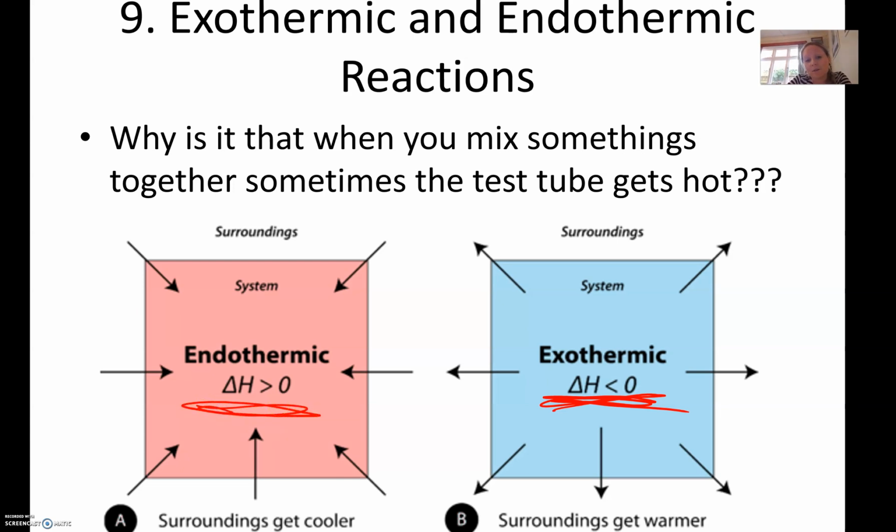We talk about it as being the system and the surroundings. The reaction itself is classed as the system, and the surroundings is everything else. Because we feel the test tube get hotter, the surroundings are getting hotter. When we do endothermic, the reaction itself is absorbing the heat energy, and therefore the surroundings are giving that energy, and that's how come the temperature is going down. So those are two new terms for today: exothermic and endothermic, and that's what we're talking about the whole time.